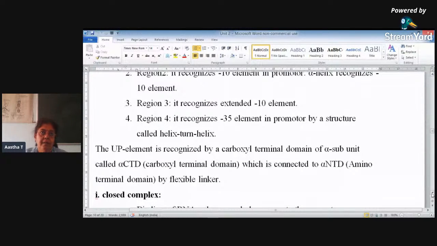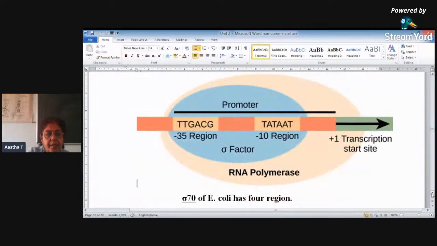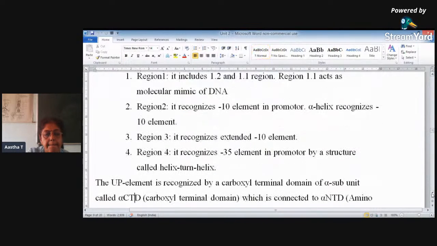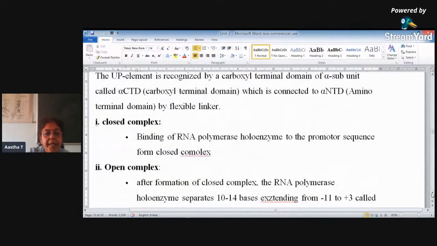वरती आपण जे स्टडी केलं ट्रान्सक्रिप्शन मध्ये डीएनए प्रोटीन इंटरॅक्शन्स असतात. सो दीज आर दोज इंटरॅक्शन्स, अल्फा हेलिक्स किंवा हेलिक्स टर्न हेलिक्स इंटरॅक्शन. The upstream element is recognized by the carboxy terminal domain of the alpha subunit called alpha CTD, and it is connected to alpha NTD, that is amino terminal domain, by a linker. Binding of RNA polymerase holo enzyme on the promoter sequence.